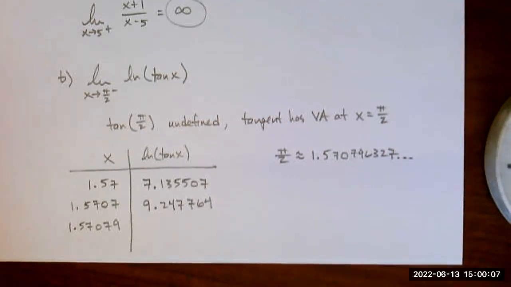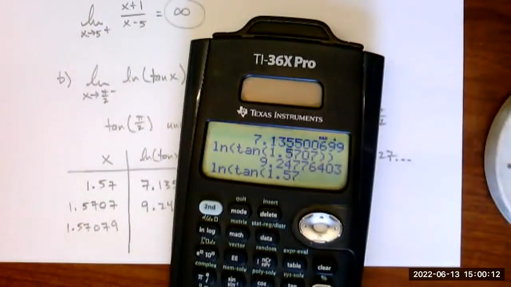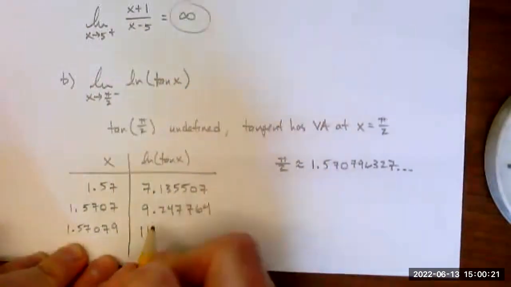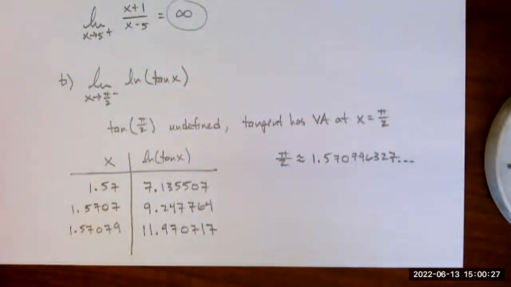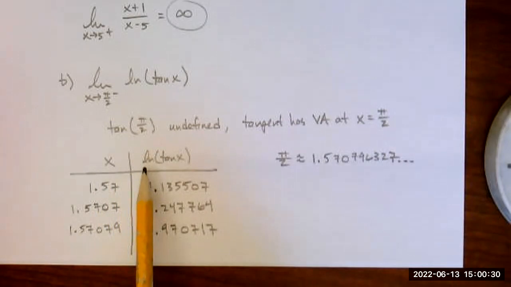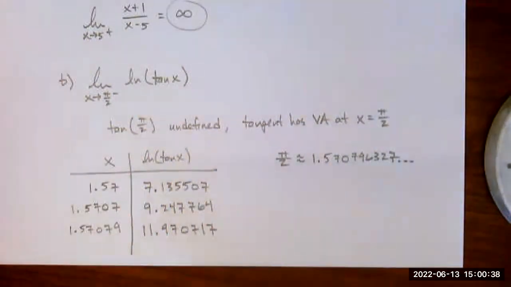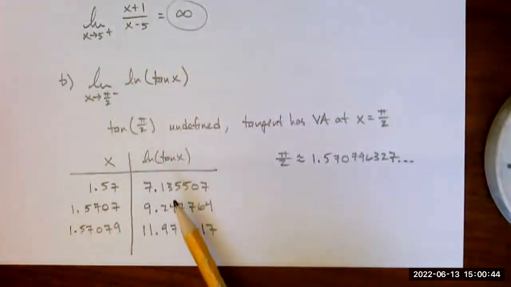Let's see. The natural log of tangent 1.57079. Getting a little bit bigger, about 1.1. Here's the thing. The natural log is really dampening how big these numbers get. If we were to put them just into tangent, we'd get probably very large numbers. But the natural log is shrinking those. So it's still increasing, but just very slowly.